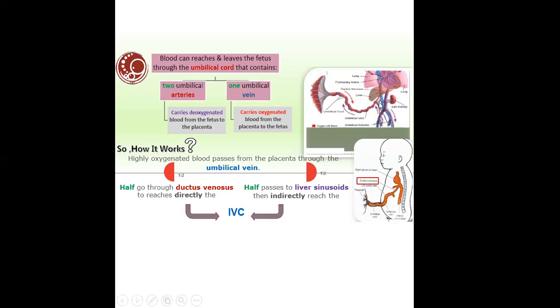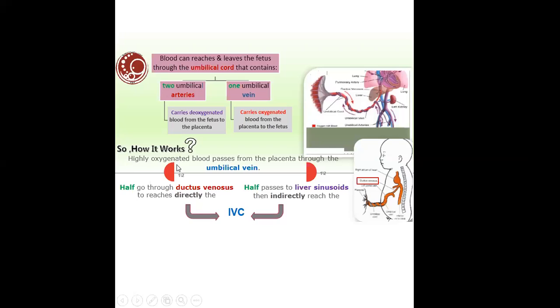So they are shown as bluish ones, but as they are carrying the deoxygenated blood away from the heart, on the basis of definition, they are called the arteries. Otherwise, they are having deoxygenated blood. So they carry deoxygenated blood from the fetus to the placenta.